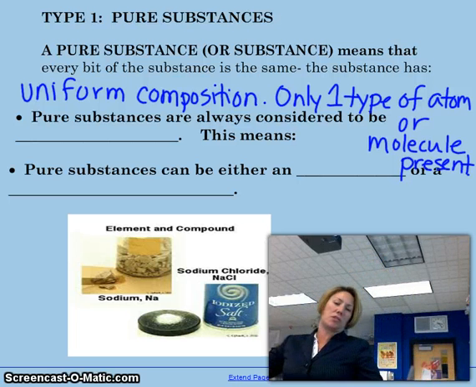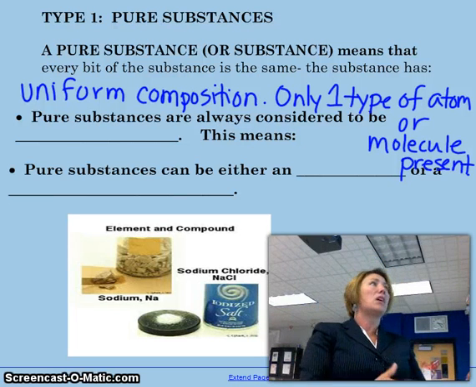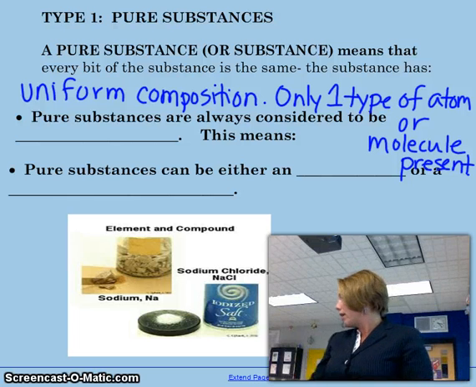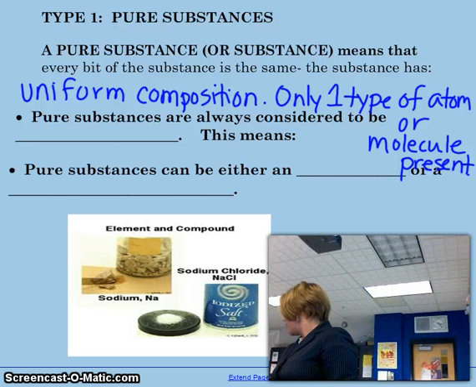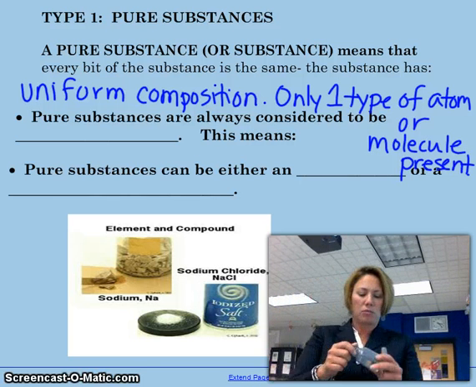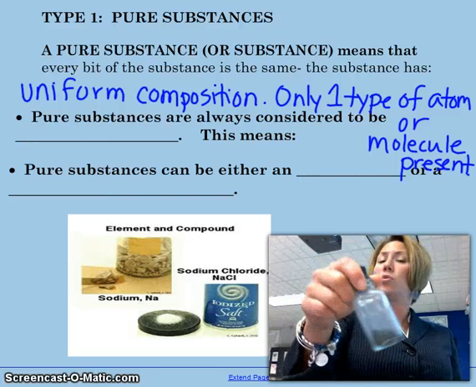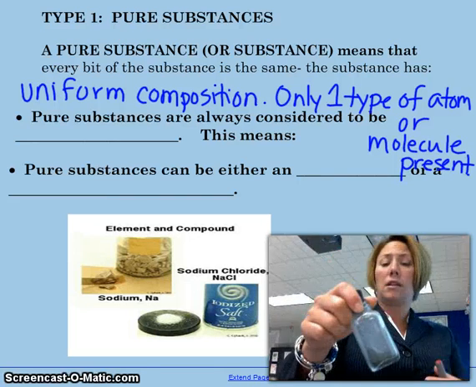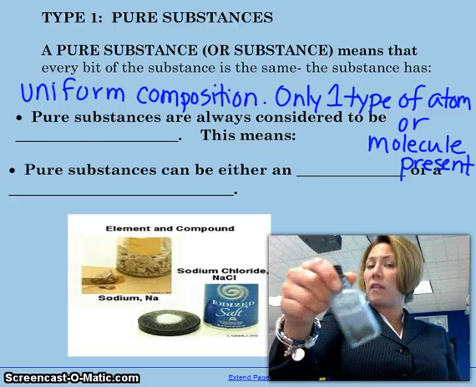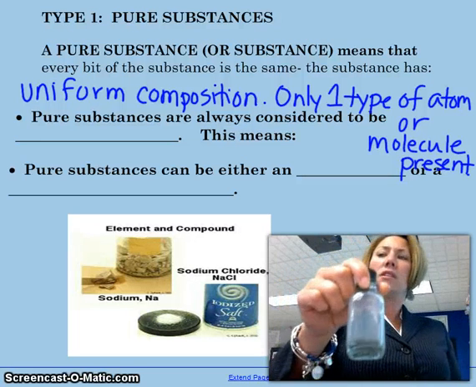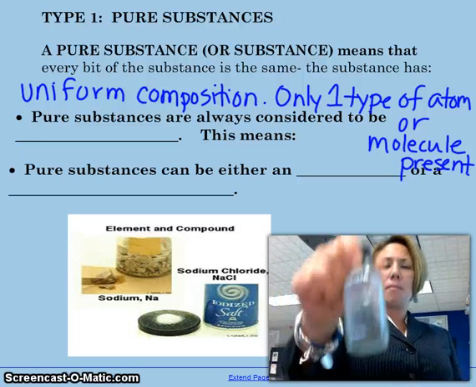In pure substances, they are made of either only one type of atom, or if they're compounds, they're made of only one type of molecule. For example, I have some chromium chloride here. This is a compound. It's made of two different types of atoms, but they've bonded to make a molecule, and therefore they behave as a unit. So all you will find in here are chromium chloride molecules.